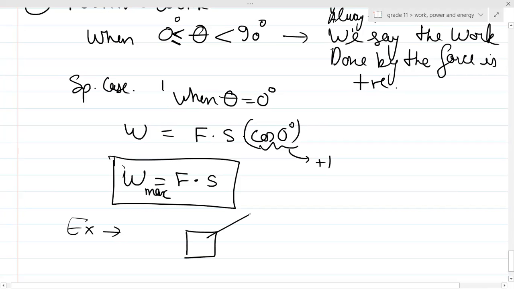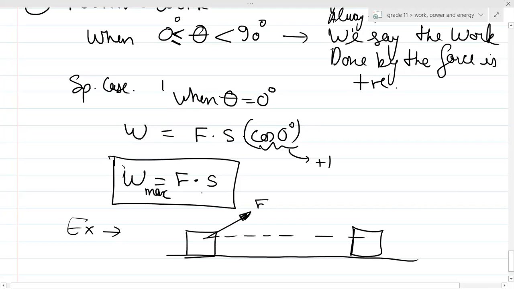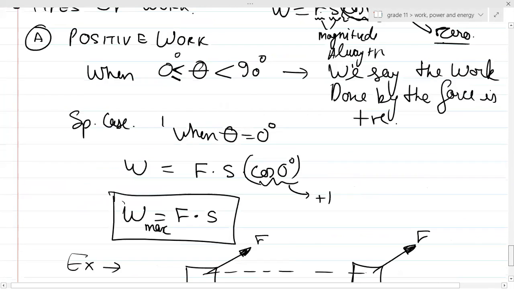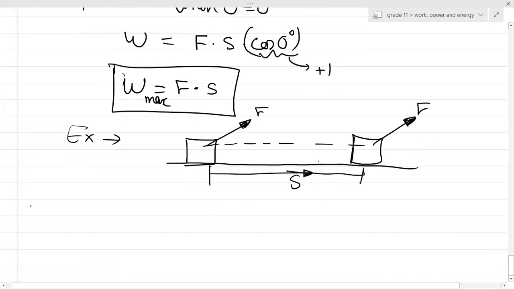Sir, why can't theta be between 0 to 180? Why is there a limit till 90? Because at 90 it will become zero. Cos 90 is zero, no? Yes. So this is the case. Whatever from 90 onwards, the work done will become negative. Okay. First, this is clear. I guess this is pretty much clear.